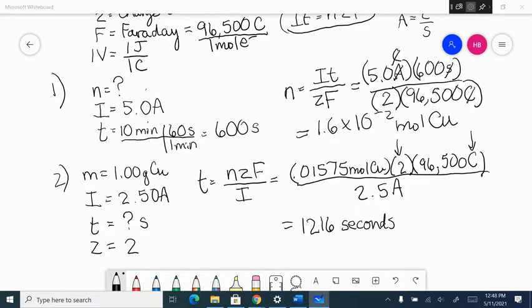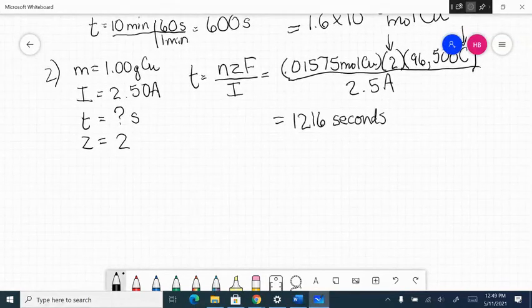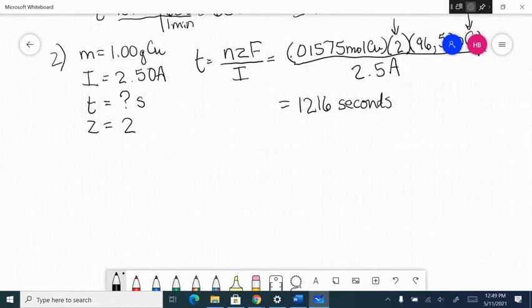Let's go on to number 3. Number 3 states, in an operating Hall-Héroult cell, a current of 150,000 amps is used at 5 volts. Calculate the mass of aluminum that would be produced if the cell operates continuously for 1 day.